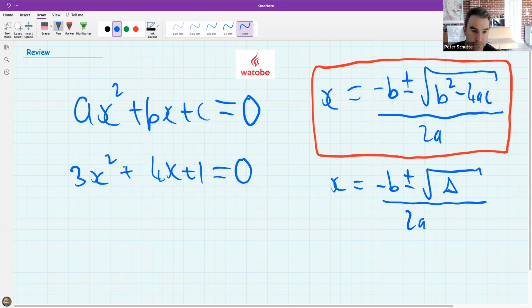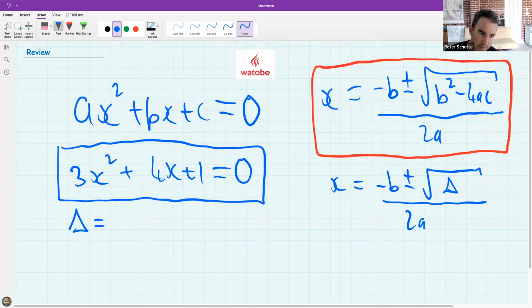I just made up this quadratic now, so I don't know if it has a solution. It may have no solution, but I want you to just start by working out delta for this particular quadratic equation. So take this quadratic, and we can see that the A is here, the B is here, the C is here. What is delta going to be equal to for this particular quadratic equation? And once you've worked it out, you can pop your answer in the chat.